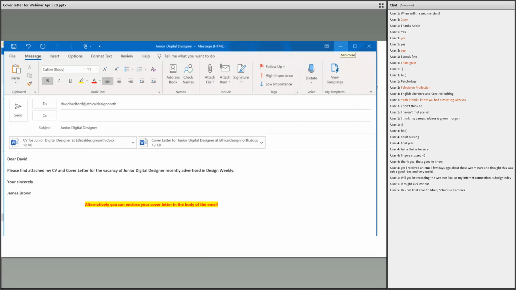And then you're going to say, well, when I send a letter, how do I send it? Most of it's going to be by email nowadays. So I've come up with an example, and to read this, my eyesight's terrible. It's to David Bedford. Dear David, please find attached my CV and cover letter for the vacancy of junior digital designer recently advertised in Design Weekly. That's all you need to put, and then you attach the document for the CV and the document for the cover letter. Some employers may ask you to actually put the cover letter in the email itself. So under please find my CV and cover letter, you will then put your cover letter underneath. So there's two ways of doing it basically.